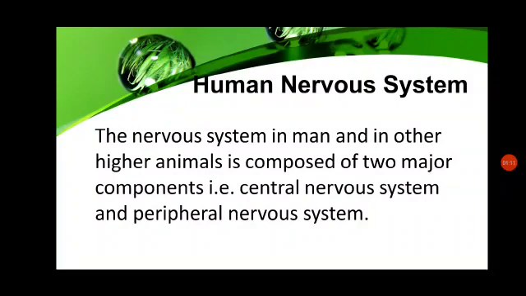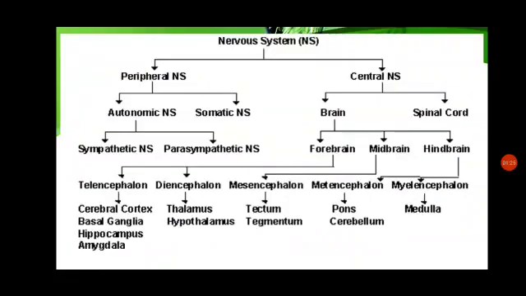One is the central nervous system and the other is the peripheral nervous system. The central nervous system we can also say CNS, and the peripheral nervous system PNS. All these components of the nervous system are made up of neurons. Here you can see the classification of the nervous system, CNS and peripheral nervous system. The central nervous system is again divided into brain and spinal cord.